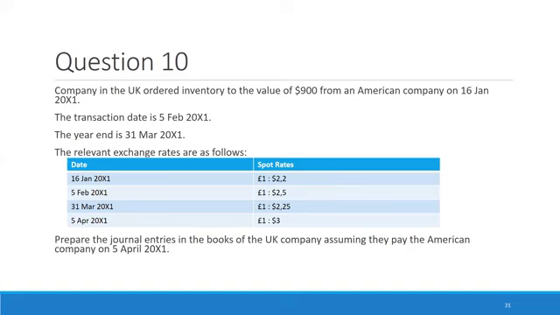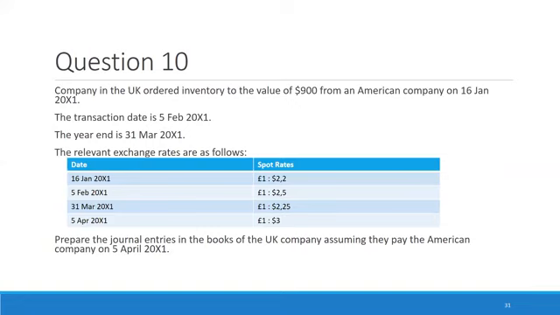It's that a company in the UK ordered inventory to the value of $900 from an American company on the 16th of Jan 20x1. The transaction date, however, is only the 5th of Feb 20x1. The year end is 31st of March 20x1, and the relevant exchange rates are as follows. So we're given the date that they ordered the inventory. We're given the transaction date, which is 5th of Feb. That's generally when we would start recording from, because that's when risks and rewards pass. We then have year end, 31st of March, and then finally that 5th of April would be our settlement date.